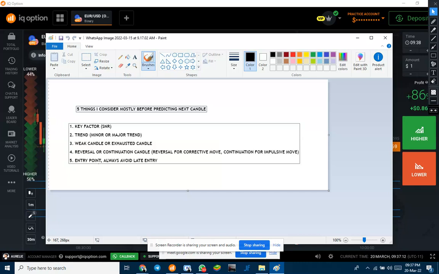So this is the most important part. Once you know all these steps, the last one, which I indicate as number 5, is the problem of most of us in trading. Avoid late entry. Your prediction is right, but avoid late entry.